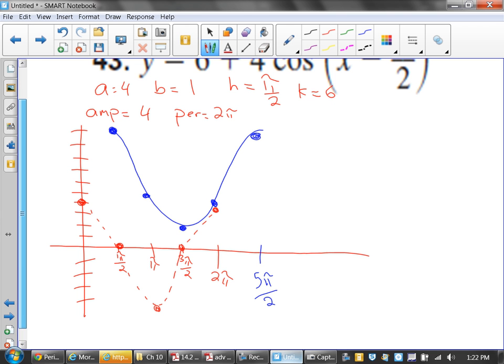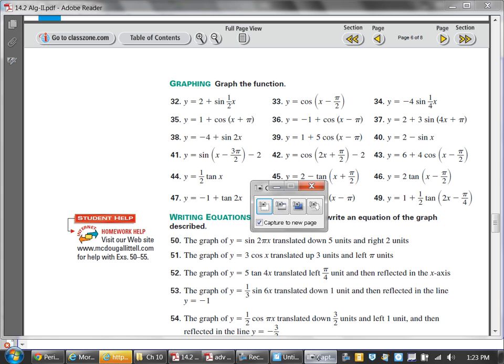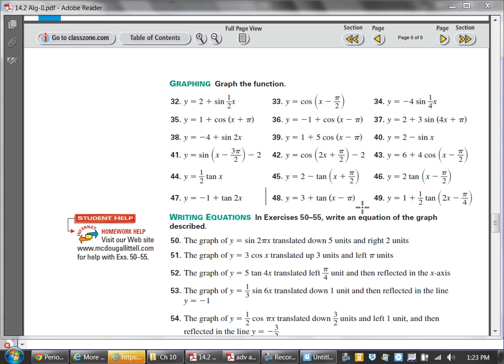The only difference between sines and cosines versus the tangents is that your tangents are not continuous graphs. They have asymptotes, and their period is a little bit different. The period for tangent is found by how? Pi over, it's just pi, not 2 pi. It's just pi over b.